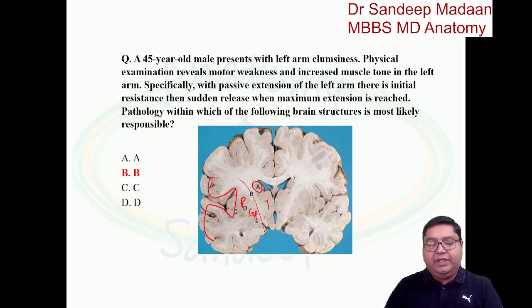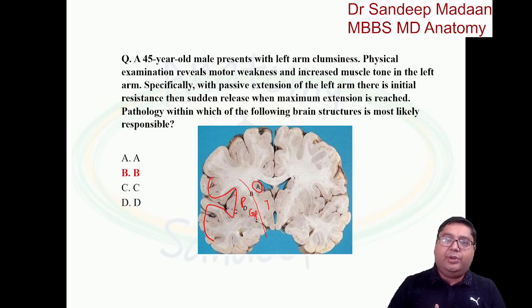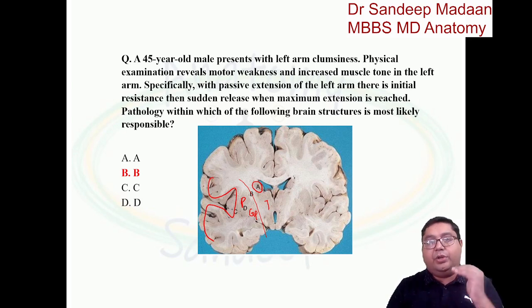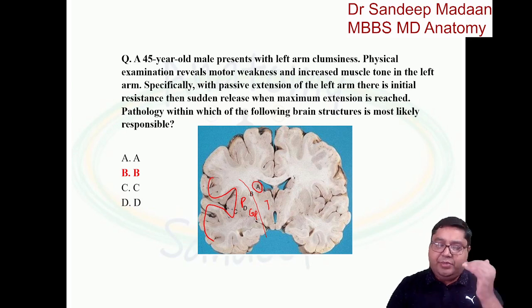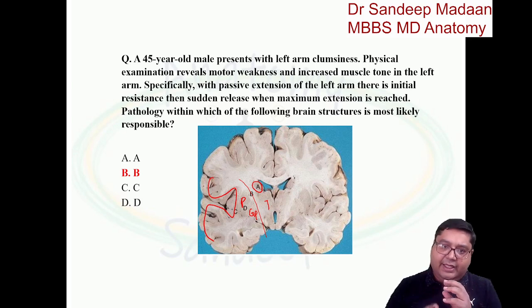Now we know the features given, motor weakness and increased muscle tone, represent upper motor neuron lesions. Upper motor neuron means the corticospinal fibers, the pyramidal tract fibers. So among these, B is the justified answer, because B is the internal capsule, which has both ascending and descending fibers in it. Those descending fibers, the upper motor neuron, will be affected over here. That is why it has led to the features given in the patient.